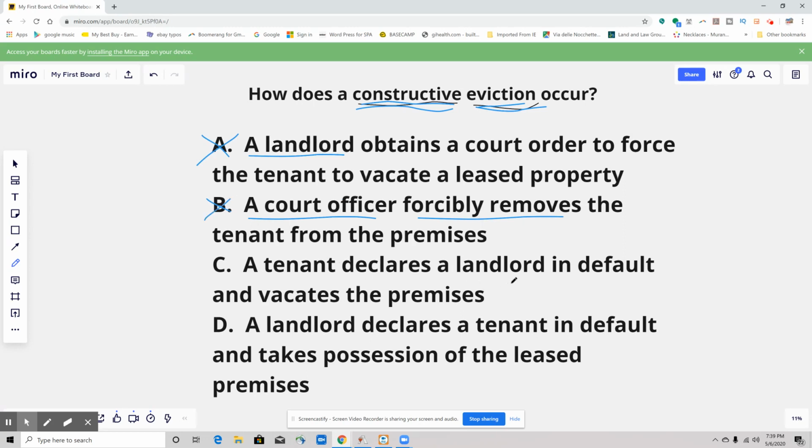C, a tenant declares a landlord in default and vacates the premises. Bingo. Step one in a constructive eviction. Let's see D just to make sure. And here's the thing: if you see the right answer, do not stop. Keep going. D, a landlord declares a tenant in default and takes possession of the leased premise. Again, this is basically a version of A and B. They're just rewording it differently, so it's definitely incorrect. So the correct answer in this one is most certainly C.